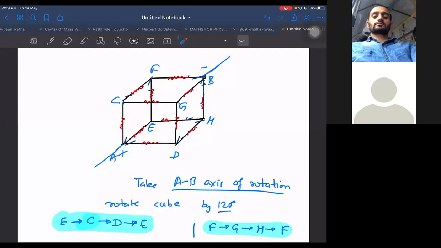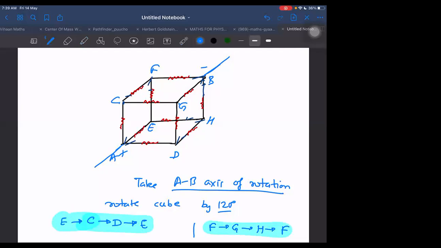So how many potentials are there? This way also I could have said that this is V1, this is V1, this is V1, and the other one, this is V2, this is V2, and this is V2. We could have said it this way also.